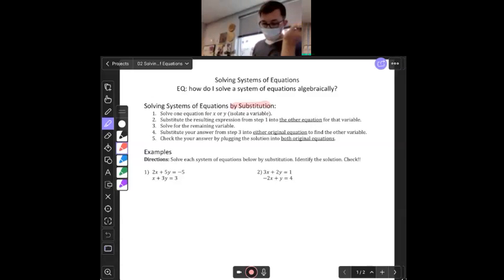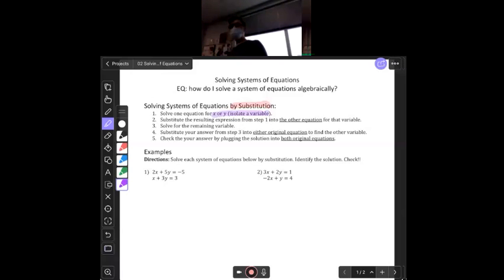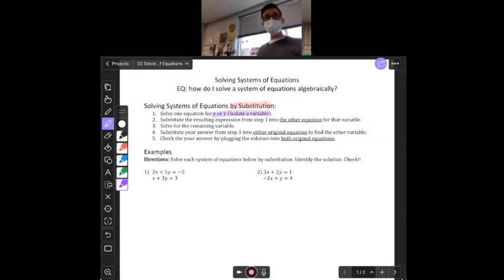So, for substitution, what do we want to see? What's going to be telling us that we should use substitution versus elimination? What we want is for one of the equations to have a variable that's isolated. For it to say x equals, or for it to say y equals. That's what we want. If we don't have that and we can get it to happen easily, then we might use substitution.